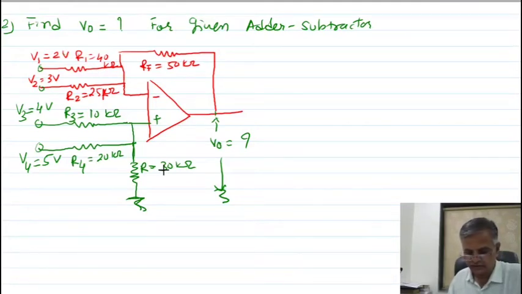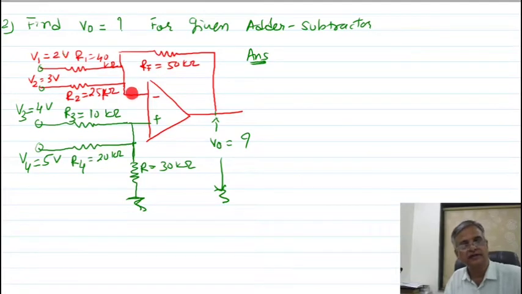We already looked at this one by one. Here I am starting your answer. First we will write the output for this. You remember the output for the inverting summing amplifier: minus RF by R1 into V1 plus minus RF by R2 into V2, that we have used to solve the analog computer linear equation.